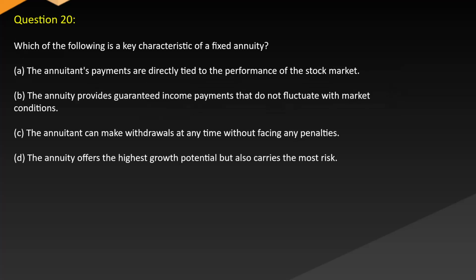Question 20. Which of the following is a key characteristic of a fixed annuity? A. The annuitant's payments are directly tied to the performance of the stock market. B. The annuity provides guaranteed income payments that do not fluctuate with market conditions. C. The annuitant can make withdrawals at any time without facing any penalties. D. The annuity offers the highest growth potential but also carries the most risk.